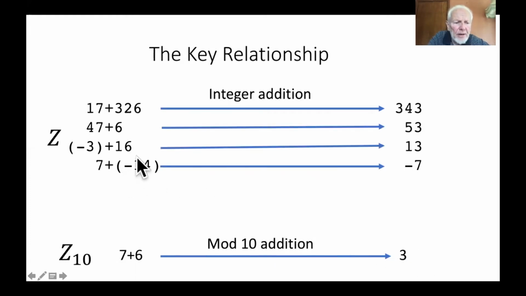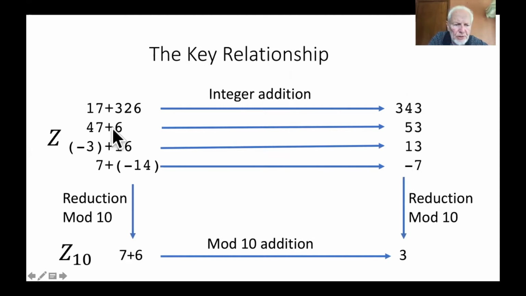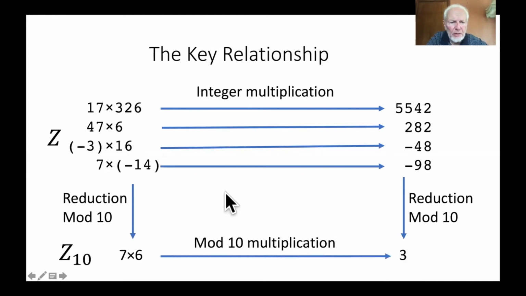And it's saying that in Z, any number congruent to 7 plus any number congruent to 6 is equal to a number that's congruent to 3. And if we put this reduction mod 10 business in, these numbers all reduce to 7, these all reduce to 6, and these all reduce to 3. So if we have any old integers here, we can either add them as integers and then reduce mod 10, or we can reduce them separately to Z10 and then add them in Z10. And we get the same answer. And the same is true for multiplication.